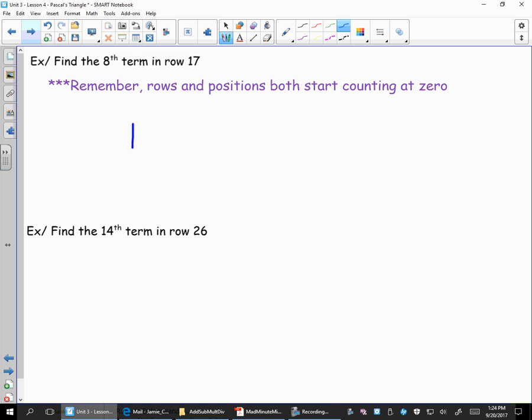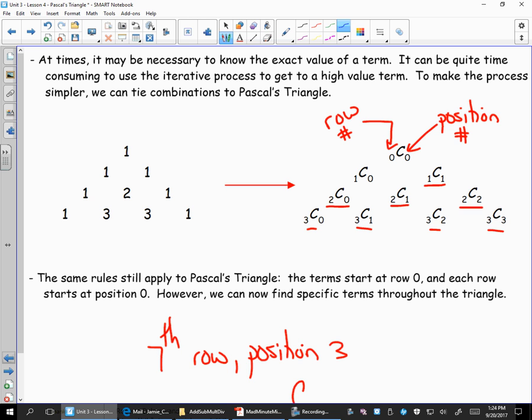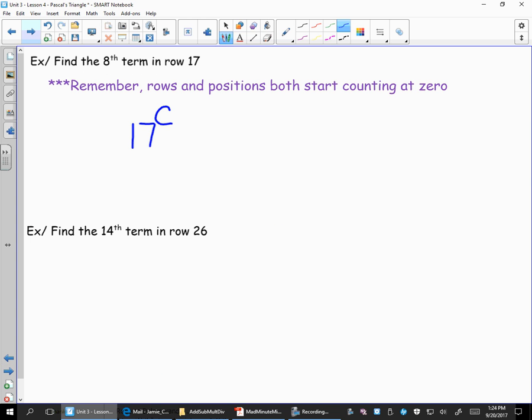But the 8th term, if you go back for a second here, this is the first term, but it actually starts with a 0. The second term actually has a 1. So yes, this is row 3, which is why these are 3s, but the position, the term number, you actually have to subtract 1, right? Because we started at term 0. So if I want the 8th term in row 17, it's 17 choose 7.